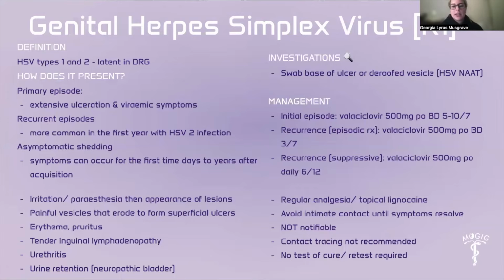You're going to recommend avoiding intimate contact until symptoms resolve. Because the shedding can happen for days to years, we don't contact trace, and it's not a notifiable disease. There's no test of cure or retest required.